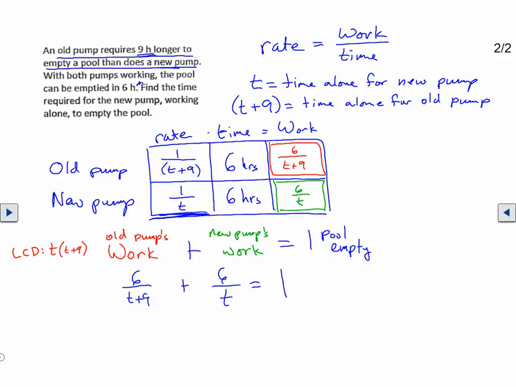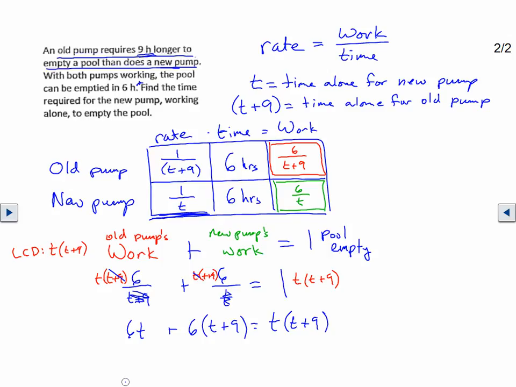Okay? Multiply by T times (T plus 9) in every term, including the right-hand side of the equation. You want to multiply by T times (T plus 9) to balance it out. Okay? This clears away our denominators. The denominators cancel out, and we're left with 6T plus 6 times (T plus 9) is equal to T times (T plus 9). Okay? The result here, after getting rid of those denominators, is a fairly easy quadratic equation.